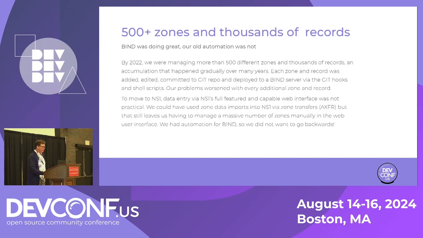So BIND itself was doing great, but our old automation system wasn't. It just wouldn't scale. It was becoming more and more of a problem every time we had a new zone added. Red Hat, throughout its life, has been through stages of acquisition, and we created new products, new zone records, and they all had to be managed some way. We also had an issue. We've decided to go to NS1, but we had a massive amount of data to manage. We didn't want to do it in the web UI because it would have just taken months and months and months. So we wanted to automate it in a GitOps fashion, so that's what we decided to do.